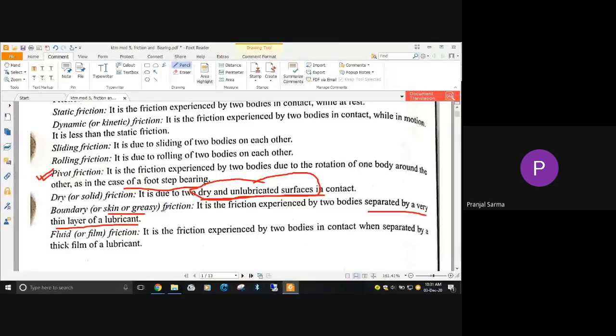And we know that to reduce those harmful effects of friction between the two surfaces in contact, we provide some lubrication. Whenever we have a very small layer of lubricant, that means the two bodies are separated by a very thin layer of lubricant, then the friction in the bodies is the boundary friction or skin friction. Boundary friction is also known as skin friction or greasy friction. So when the two surfaces in contact have a very minute thin layer of lubricant between them, this is greasy friction.